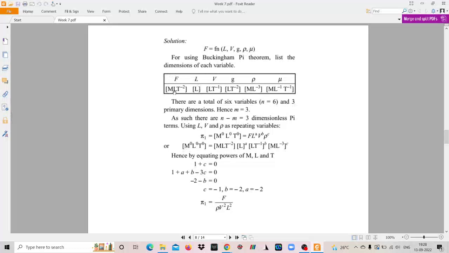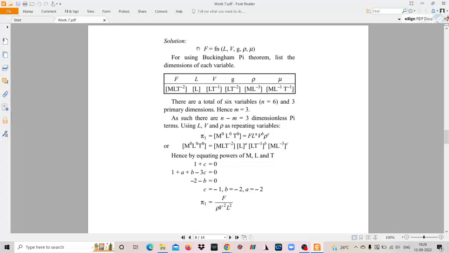Now if you list all the variables in terms of the fundamental dimensions, we see that the fundamental dimensions for this problem are M, L and T. So it is 3. So how many pi terms? N minus m, that is 6 minus 3 equals 3 dimensionless or pi terms, which are sufficient for representing this system. But for that, we need to select 3 repeating variables. Now, for the selection of repeating variables, we have seen there are 3 thumb rules. So the first rule is the most important.